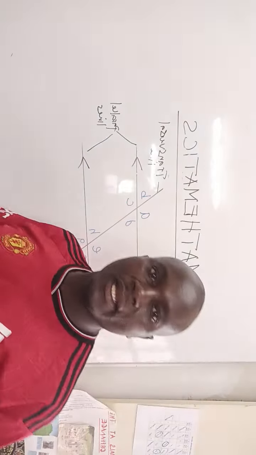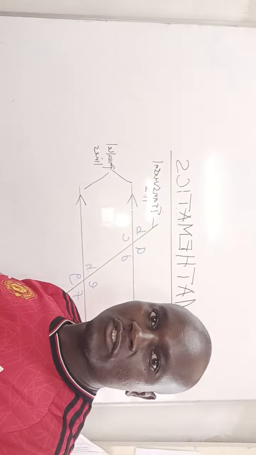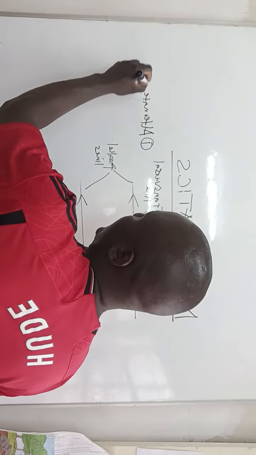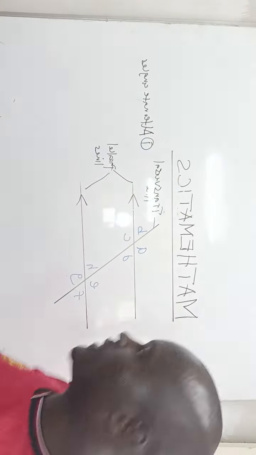Now on these parallel lines, we're going to learn about a few things. There are 4 kinds of angles that we're going to learn about. The first is called alternate angles.